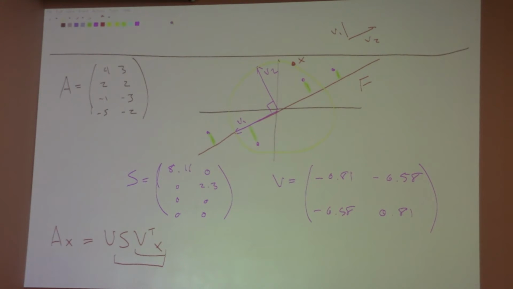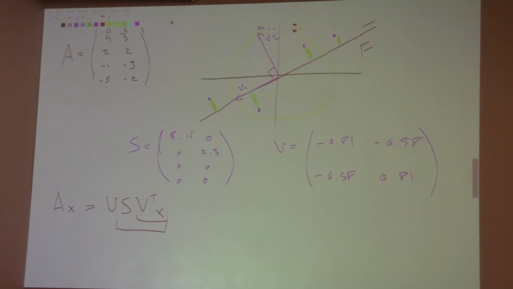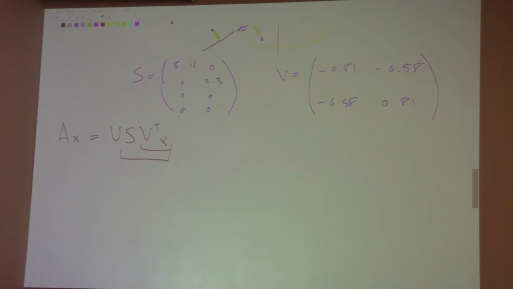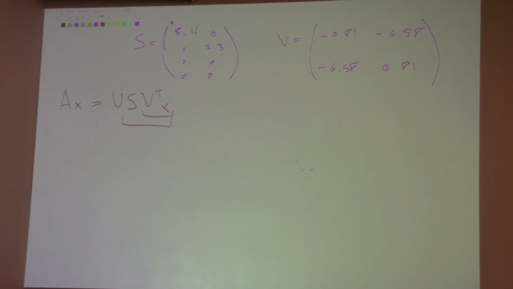Okay, so let's look at V transpose x. What is V transpose x doing? What this is going to do is it's going to change the coordinate system. So if I look now at V transpose x, I'm going to call this, to match my notes, we'll call this x tilde. That's actually kind of what the Greek letter looks like. It looks like a squiggle.